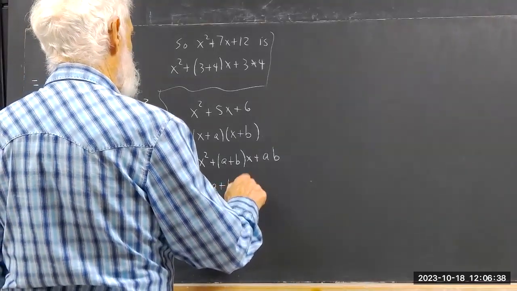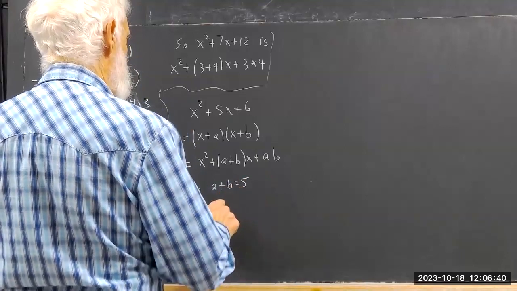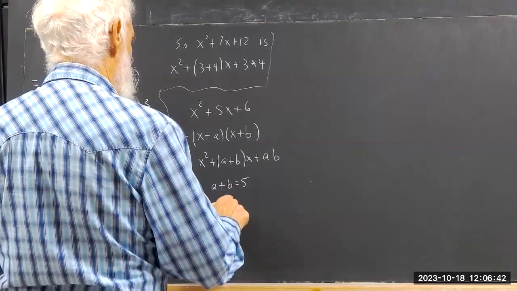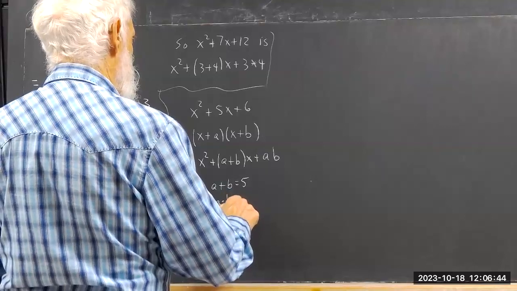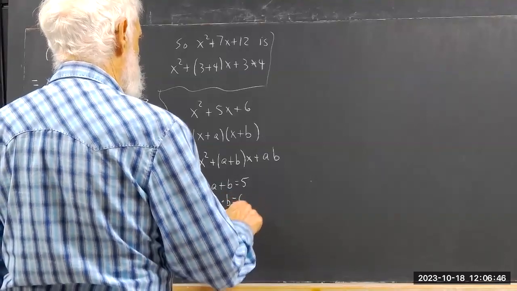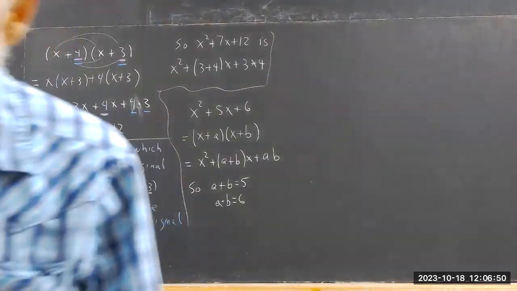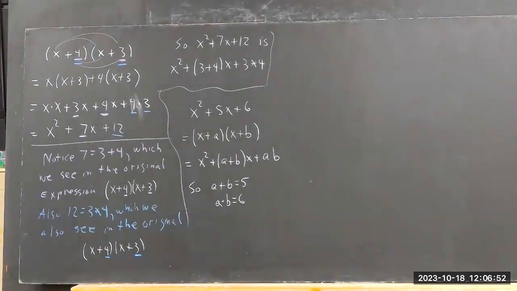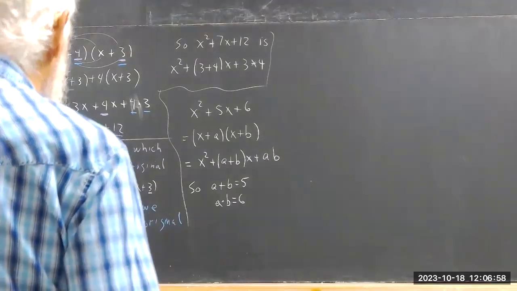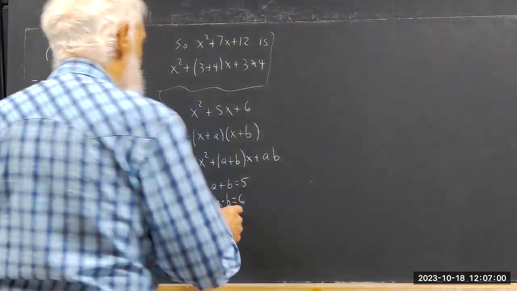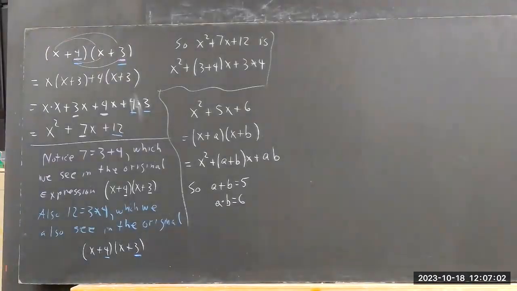So we want a plus b to equal 5, and a times b equals 6. Now, what two numbers could be multiplied to get 6?